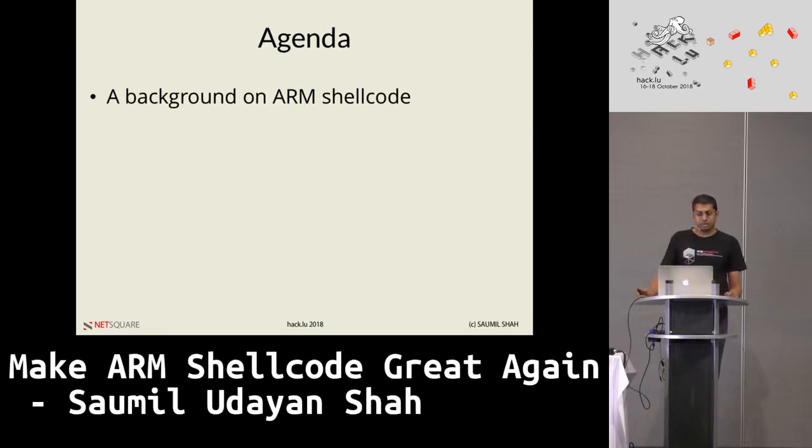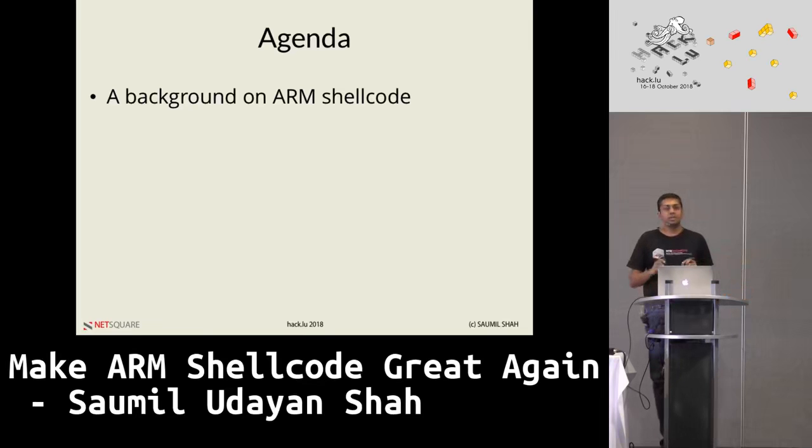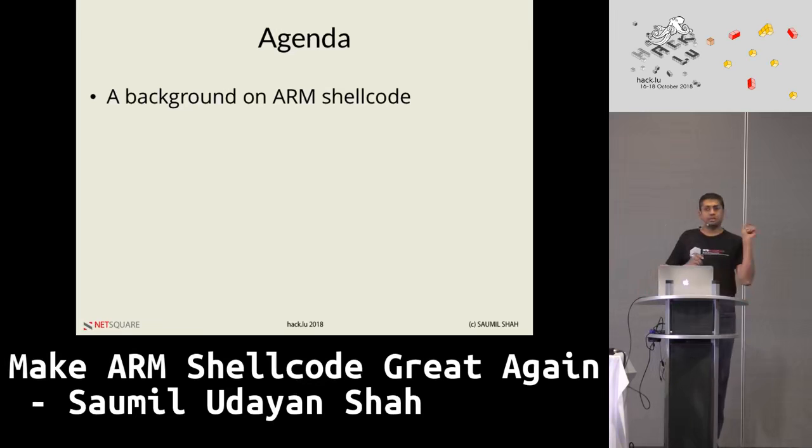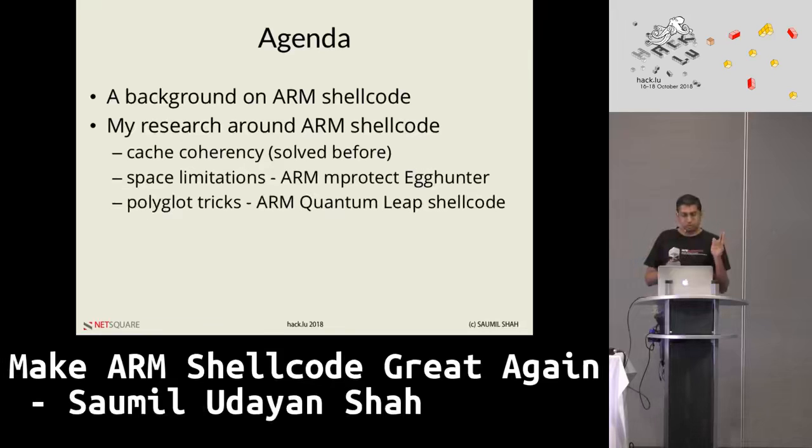Quick background, I'll give you a very brief background about ARM shellcode, just to get you a little familiar with the three-letter acronyms that are popping up on the screen. And then we're going to talk about two things. I initially started with three, but the problem of cache coherency in ARM systems has been solved rather easily. I had a very complicated technique, so I'm not going to present that. But I'm going to focus on two techniques.